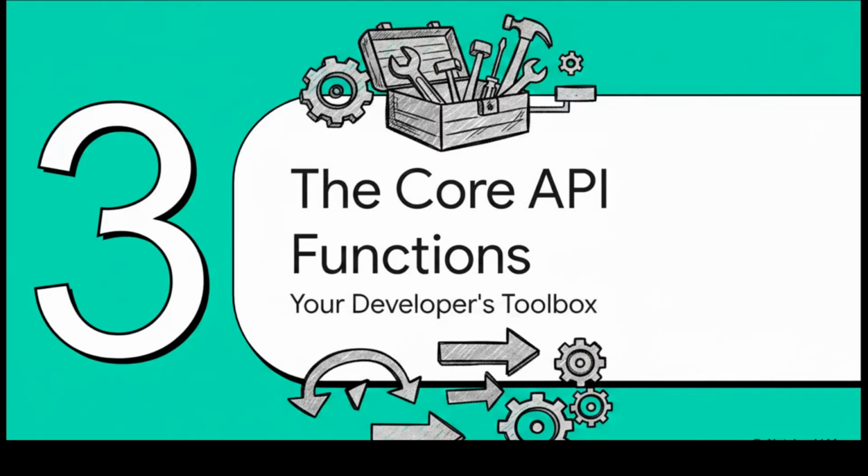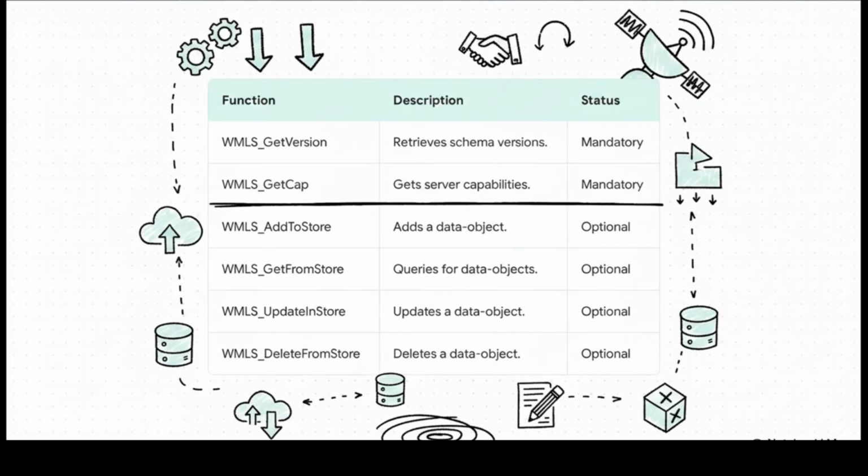Okay, architecture's down. Now let's pop open the developer's toolbox. These are the actual functions you're going to use to talk to the data store. Think of this table as your API cheat sheet. The column you have to pay attention to is status. The first two functions, getVersion and getCap, are mandatory.